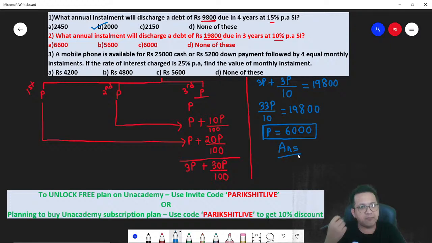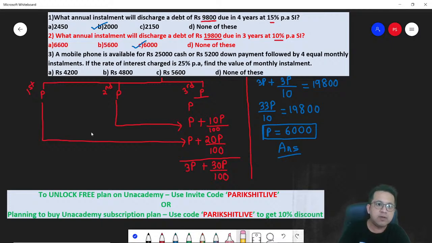Remember, if you try to mug up a formula which is there in your books, what will happen? You will not be able to solve on the day of the exam, because of two things. One, you might forget the formula. Two, the question might be a bit twisted such that you will not even understand what to do with the formula. Correct? So please try to go logically. Don't use any formula. The answer is 6,000. Correct? Next, third one.